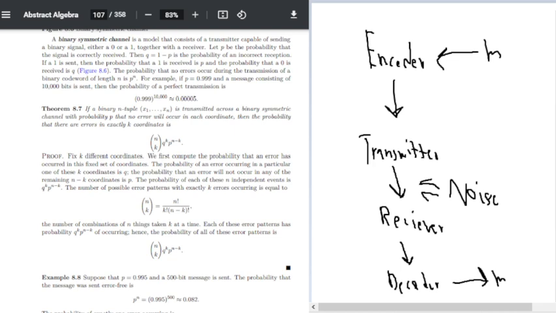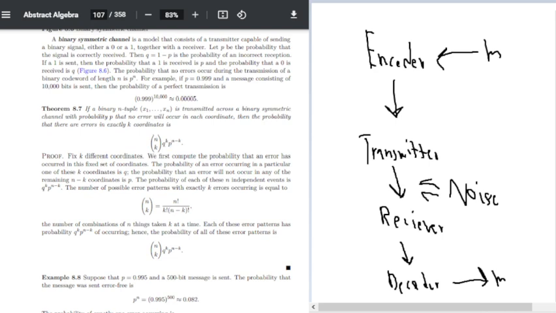Theorem 8.7. If a binary n-tuple x1 up to xn is transmitted across a binary symmetric channel with probability p that no error will occur in each coordinate, then the probability that there is an error in exactly k coordinates is n choose k times q to the k times p to the n minus k, which is basically counting up the number of ways you can have k errors with n minus k successful transmissions.